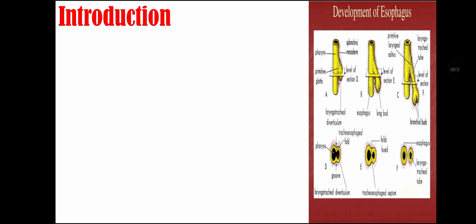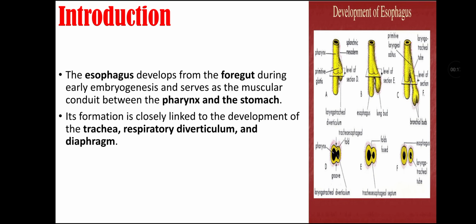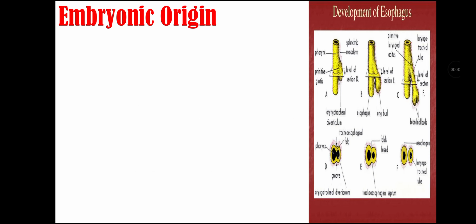So let's start our topic with the introduction. The esophagus develops from the foregut during early embryogenesis and serves as a muscular conduit between the pharynx and stomach. Its formation is closely linked to the development of the trachea, respiratory diverticulum and diaphragm. Errors in its development lead to clinically significant congenital malformations like esophageal atresia and tracheoesophageal fistula.